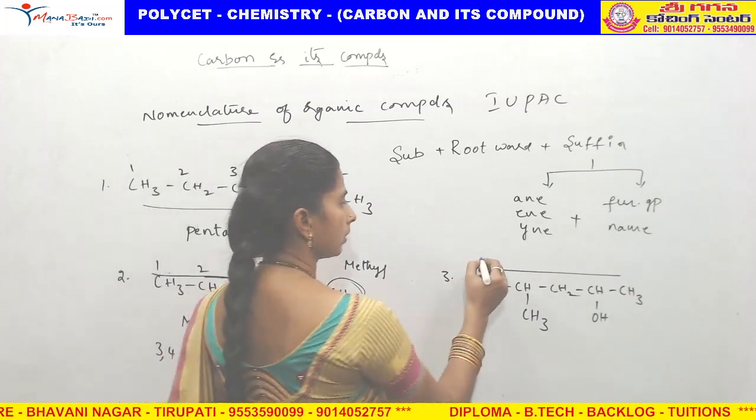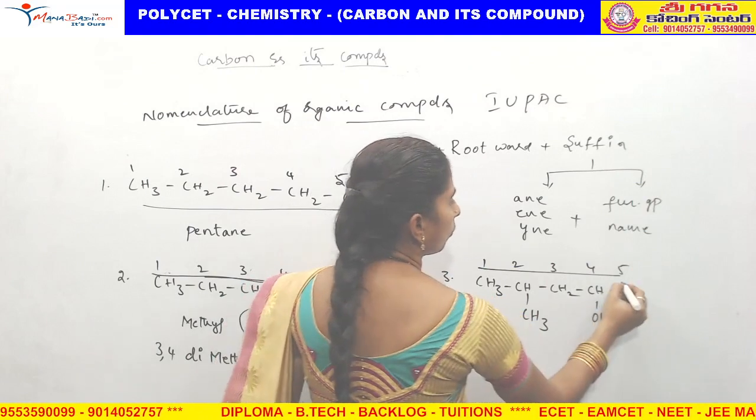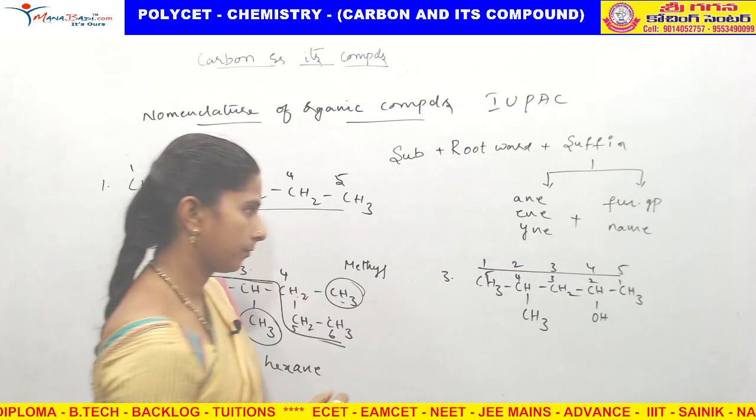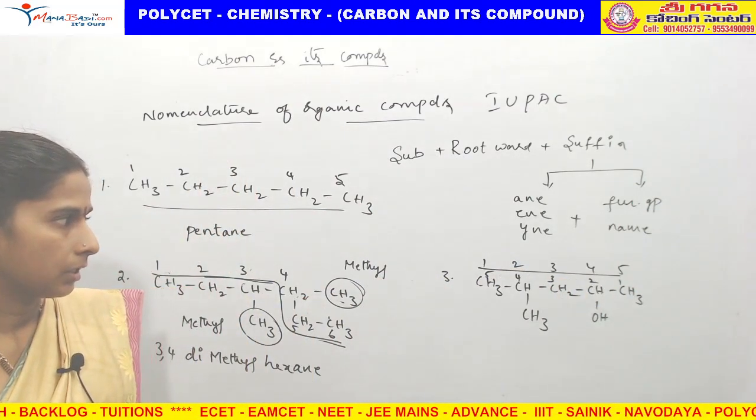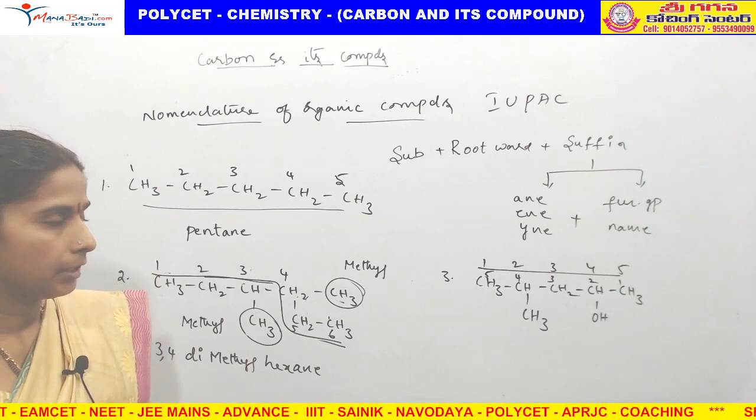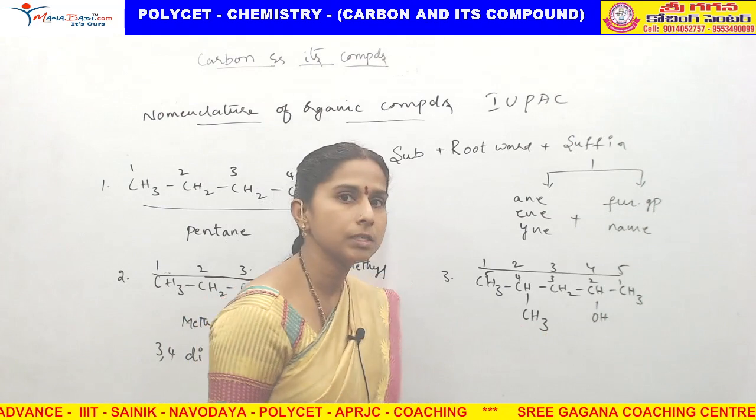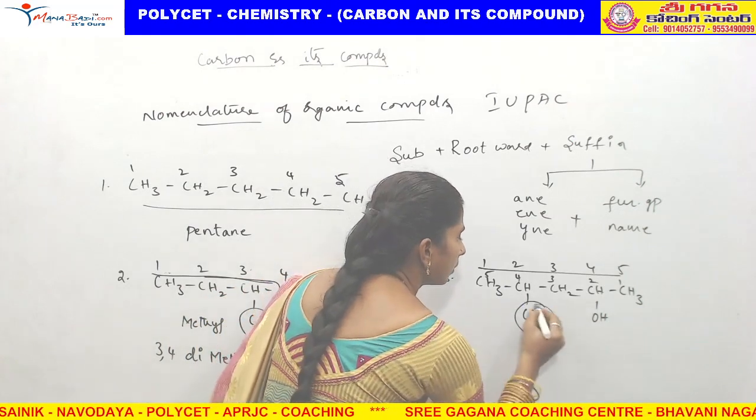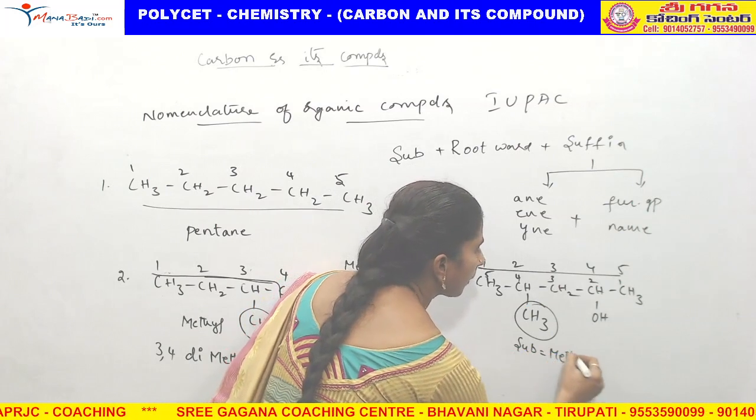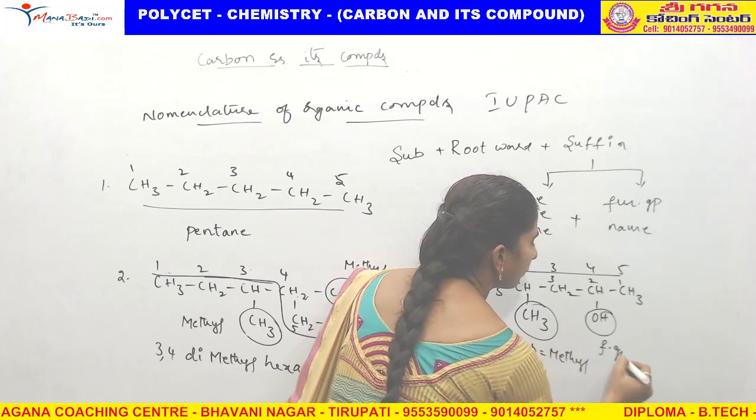Numbering two ways are there. 1, 2, 3, 4, 5. Which is correct? Apart from the parent chain, here one substituent, this is substituent. What is the name? Methyl. This is a functional group. What is the functional group? Alcohol.